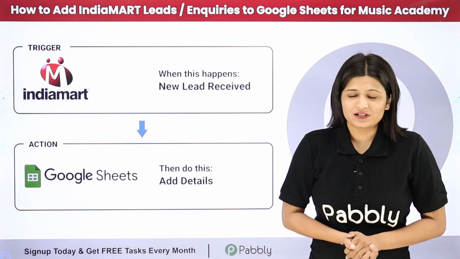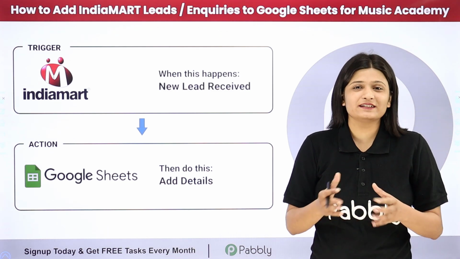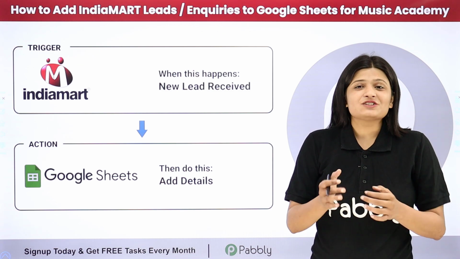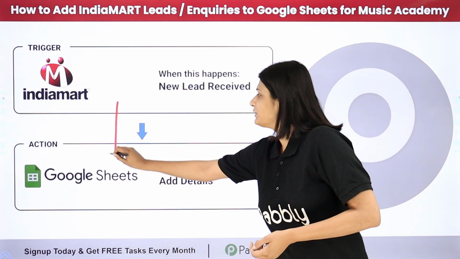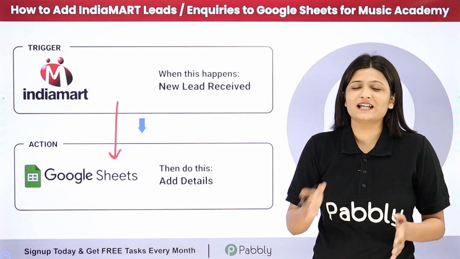So to do this automation, I am going to use Pabbly Connect. Pabbly Connect is an amazing automation and integration software which requires no coding or programming skills. Here I just need to build a connection between IndiaMART and Google Sheets. Pabbly Connect runs on two principles, which are trigger and action.